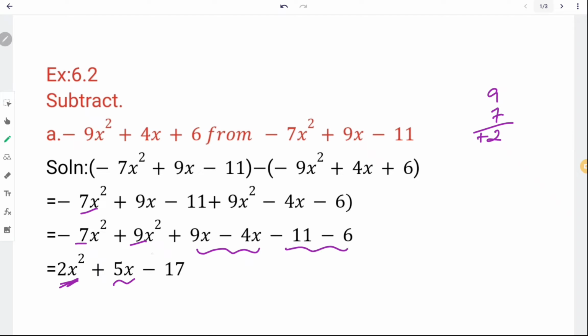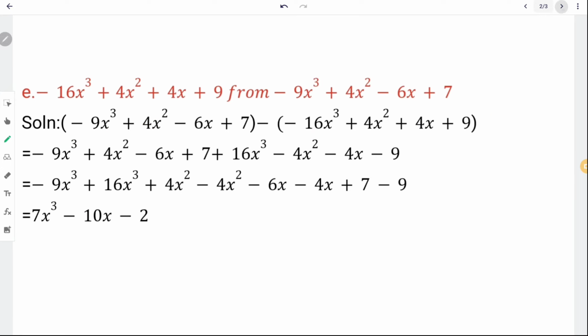When you look at the last two terms, minus 11 minus 6, both are minus, so we have to add them, but the sign will be minus. So minus 11 minus 6, we're going to get minus 17.